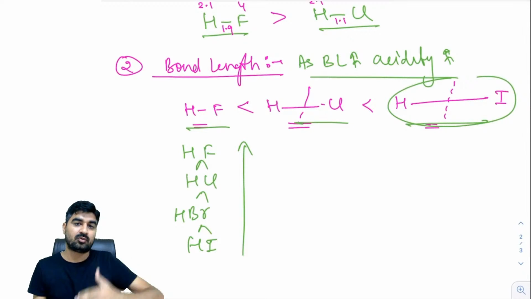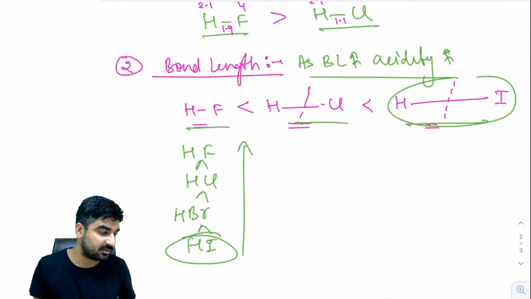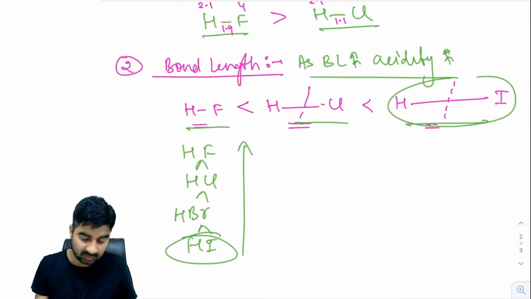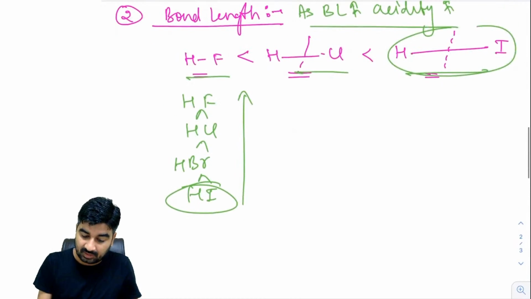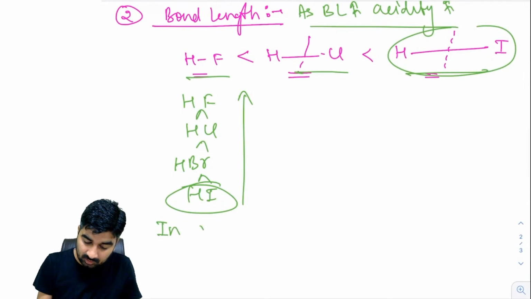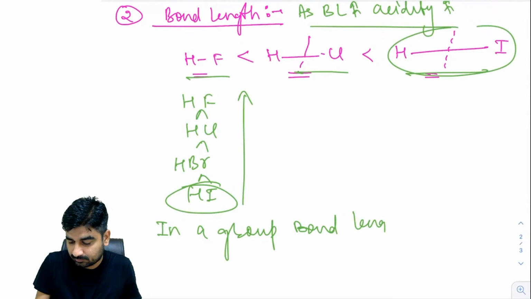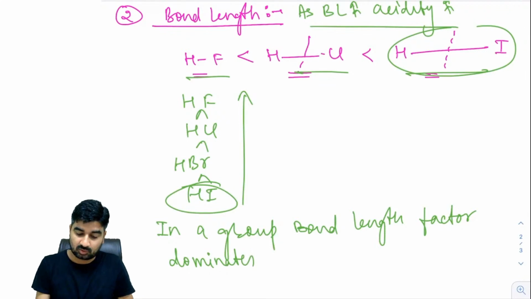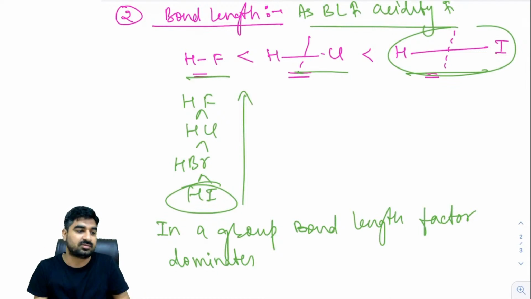Right? So when we are moving left, top to bottom, acidity is decreasing. HI is most acidic. Now tell me the order. So I can say in a group, bond length factor dominates. So when you are moving in a group, just answer it with the help of bond length.